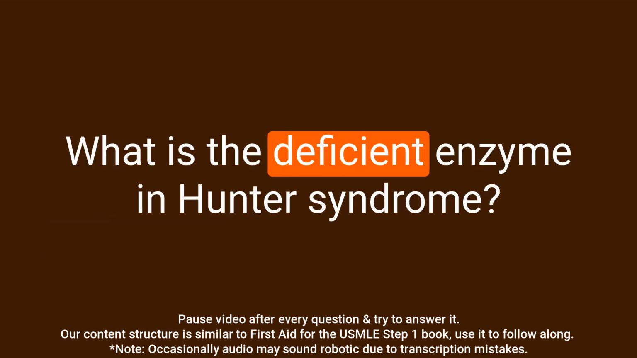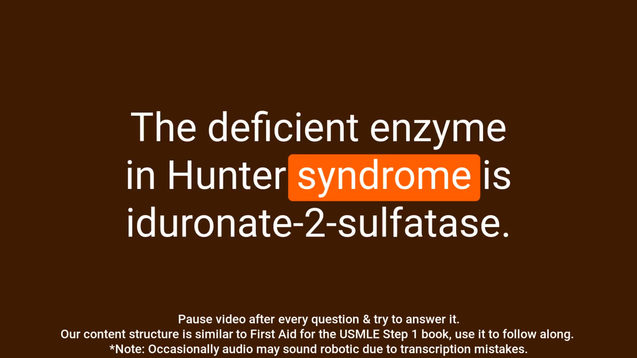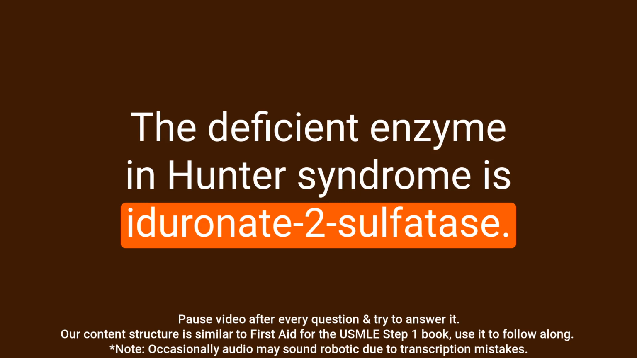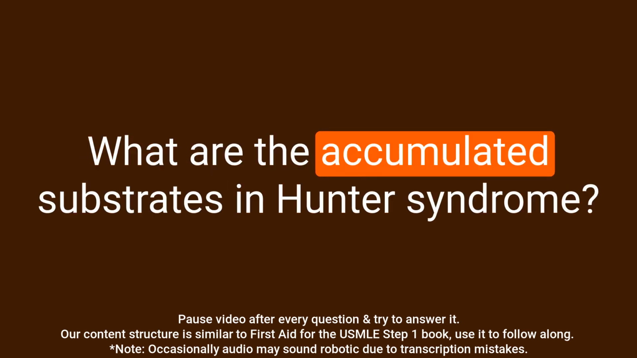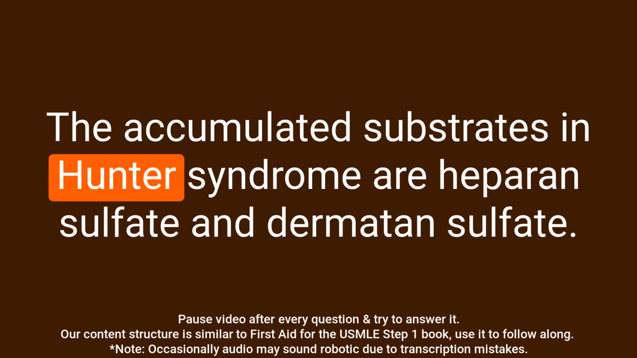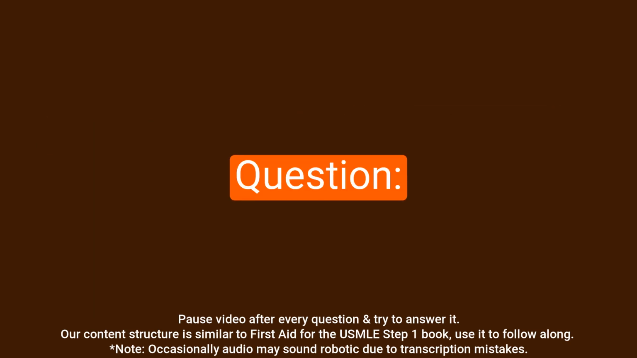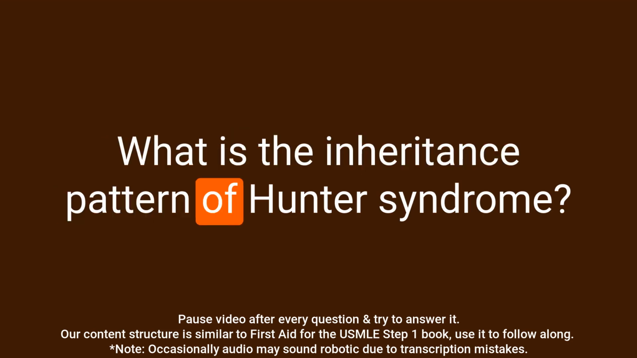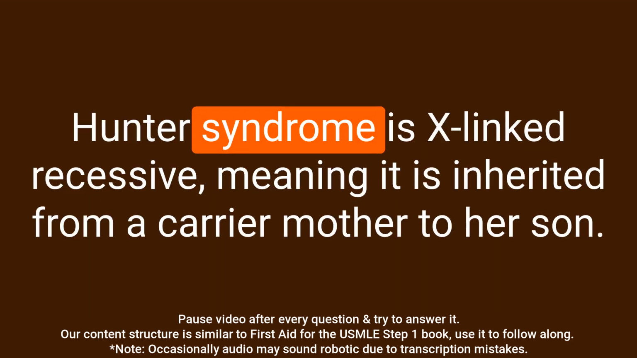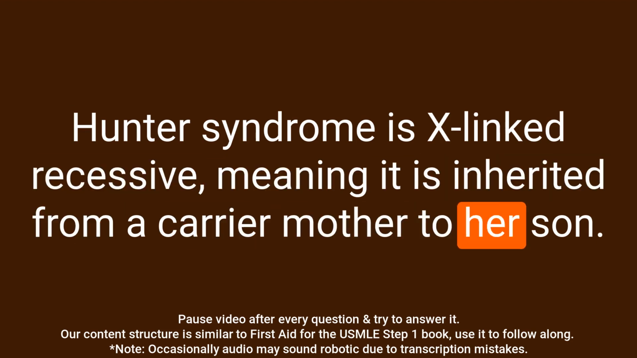Question: What is the deficient enzyme in Hunter syndrome? Answer: The deficient enzyme in Hunter syndrome is iduronate 2-sulfatase. Question: What are the accumulated substrates in Hunter syndrome? Answer: The accumulated substrates in Hunter syndrome are heparan sulfate and dermatan sulfate. Question: What is the inheritance pattern of Hunter syndrome? Answer: Hunter syndrome is X-linked recessive, meaning it is inherited from a carrier mother to her son.